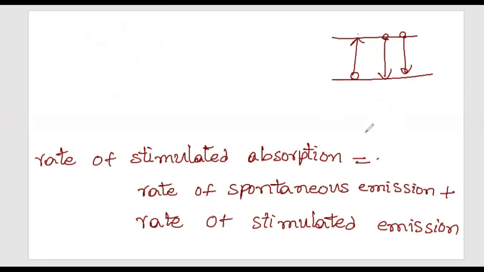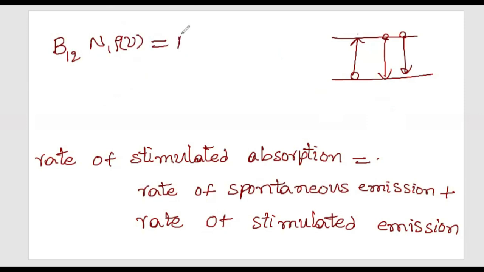So the rate of stimulated absorption, from equation 1, we can get B12 N1 rho of nu equal to the rate of spontaneous emission.